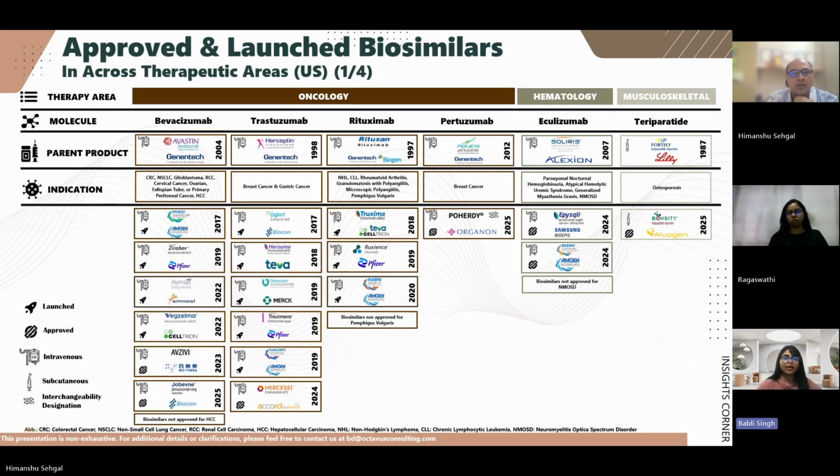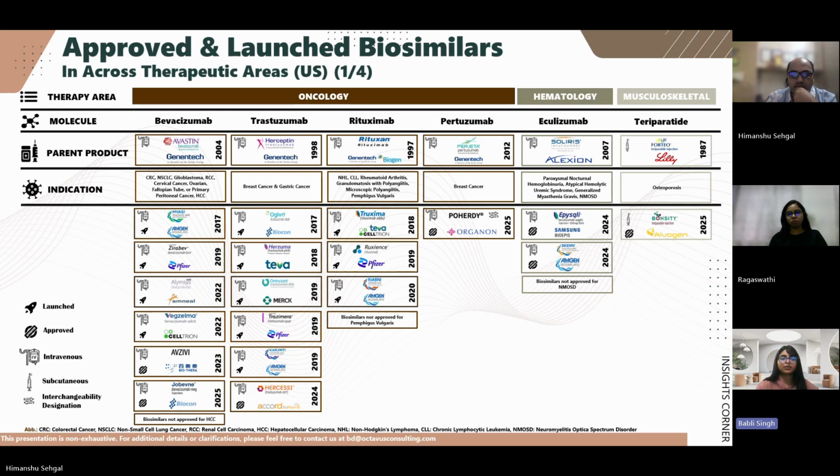First is Bevacizumab. The brand name is Avastin. It's the original biologic of Genentech, which was approved in 2004 for CRC, colorectal cancer, NSCLC, glioblastoma, RCC, cervical cancer, and so on. As you can see, 4 biosimilars have been launched and 2 biosimilars have been approved yet. All the biosimilars have been approved for all the indications except hepatocellular carcinoma, because hepatocellular carcinoma has not yet lost its patent exclusivity.